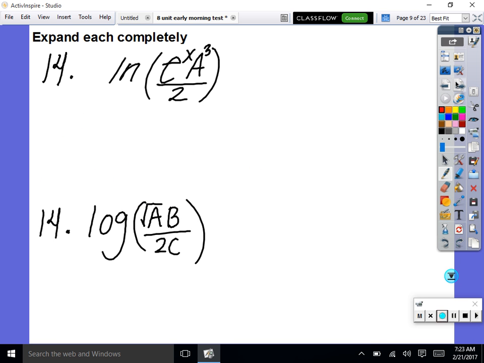Okay, so expand each completely. So we just did expand. We don't need to do more, I don't think. Well, here's one thing I want you to know. These aren't connected, right? This would be its own log. Any questions on that?